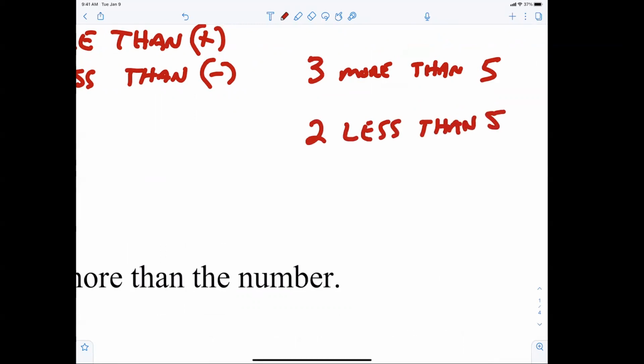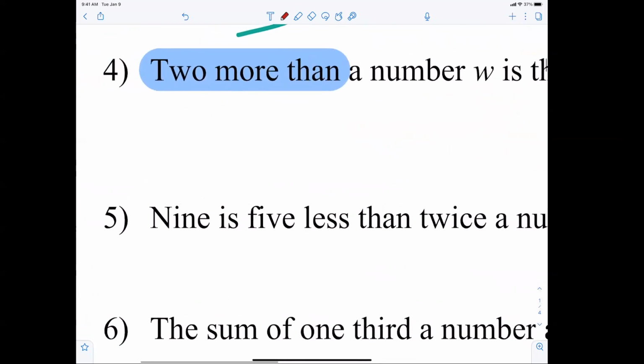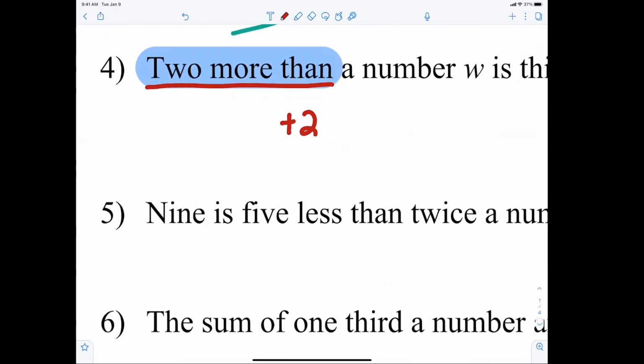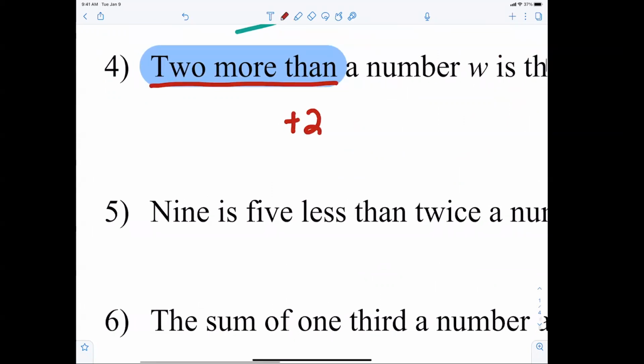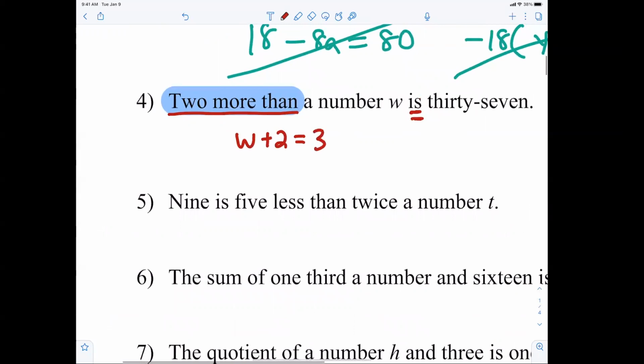See how your brain is automatically switching it? So you have to know that with more than and less than, the numbers are kind of switched. Do you hear me? So when I say to you, 2 more than, does that mean 2 plus or plus 2? That is correct. So I want you to put plus 2 down. Now, what is it 2 more than? Right. So it's going to be W plus 2. Now, what does is in math mean? You see what I'm saying? Is always means what? Equal. And then it's just writing the number, 37.